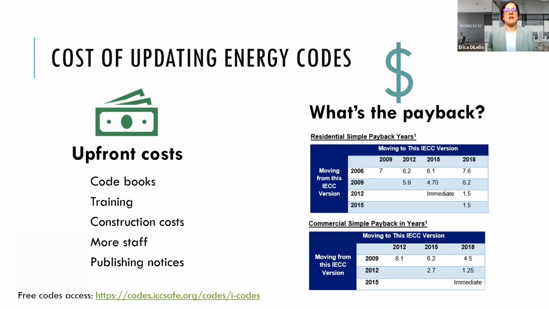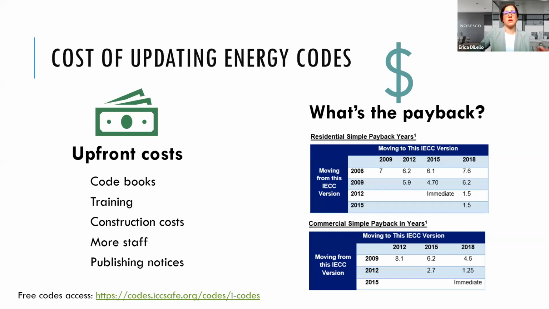A big question that we get is, what are the costs to updating these energy codes? There are some upfront costs that you need to consider: code books, training, construction cost increases, more staff for compliance, and publishing notices. There is an upfront cost to updating code cycles, but from what I've seen, and Shauna, correct me if I'm wrong here, it is a little bit easier to do it every code cycle rather than making those large jumps that we're seeing a lot of jurisdictions do now, where they go from 2003 up to the 2018 code. It's a big change in terms of training, so it might be something to consider in creating a code adoption plan with code cycles.